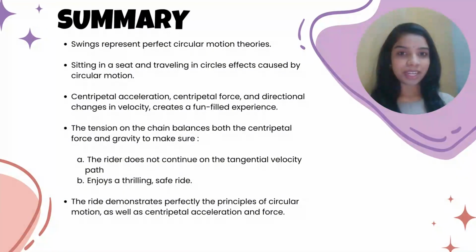From the application of mechanics in swing ride, we can summarize that the swing represents perfect circular motion theories: sitting in a seat and traveling in circles, with effects caused by circular motion. Centripetal acceleration, centripetal force, and directional changes in velocity create a fun-filled experience. The tension in the chain balances both the centripetal force and gravity to make sure the rider does not continue on the tangential velocity path and enjoys a thrilling, safe ride. The ride demonstrates perfectly the principle of circular motion as well as centripetal acceleration and force.